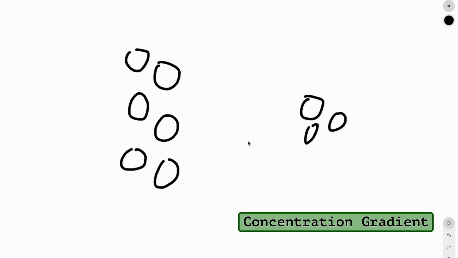First, let me explain concentration gradients. A concentration gradient is the difference in the amount of molecules across a space. Molecules usually move from high concentration to low concentration. They do this in order to achieve equilibrium.